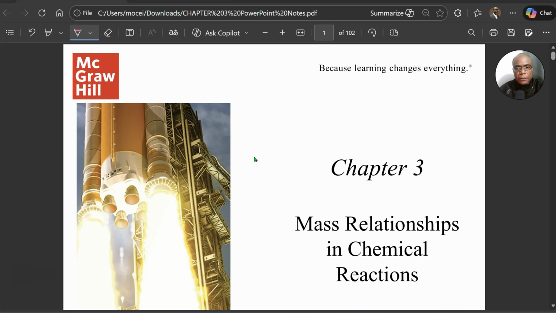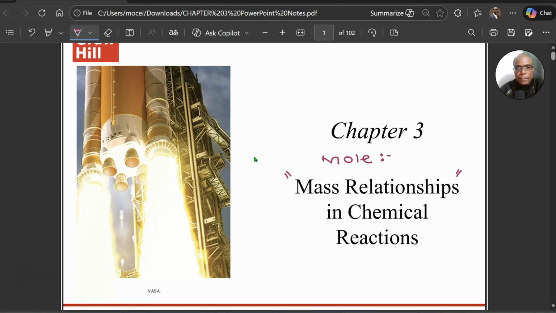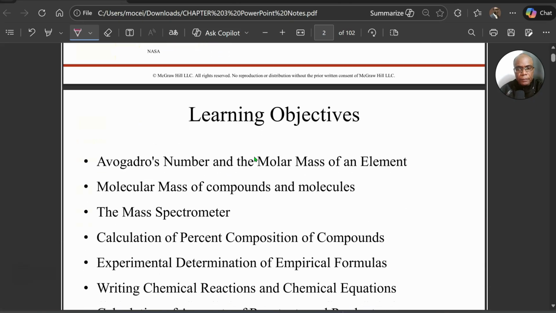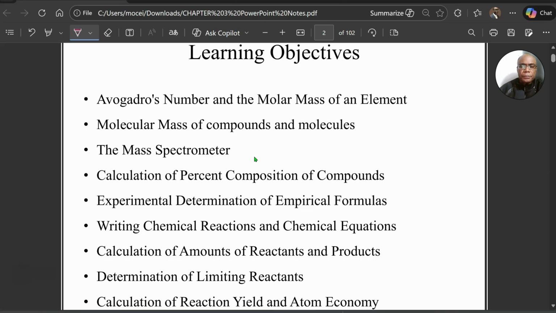Okay, this is chapter 3 and it's on mass relationships in chemical reactions. We'll be using the mole to compare the amount of species or substances in form of chemicals. And then we'll talk about stoichiometry at some point. So we already know that Avogadro's number gives us the equivalent of 1 mole. So we'll compare Avogadro's number and the molar mass of an element. Molar mass of compounds and molecules is a repetition.